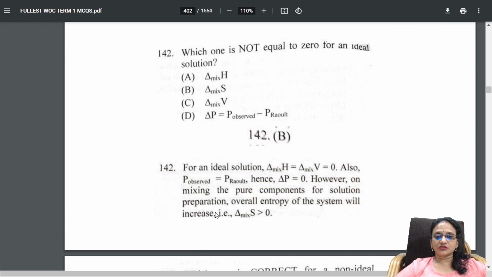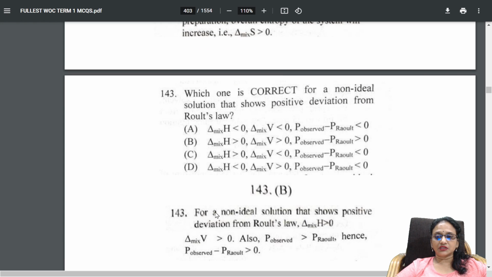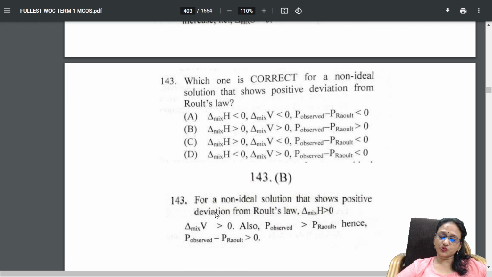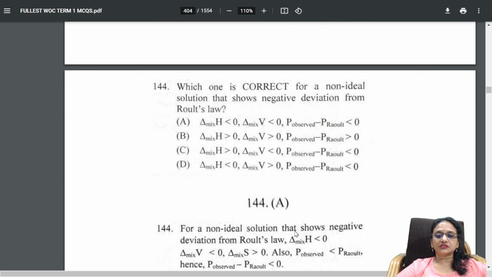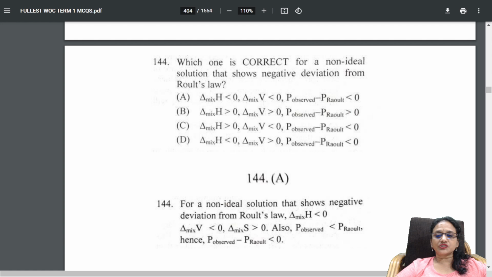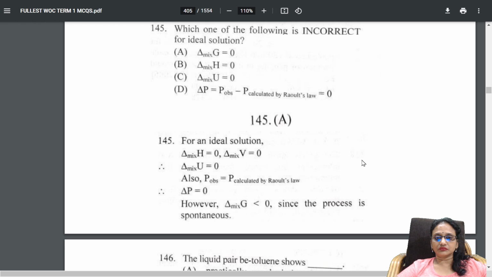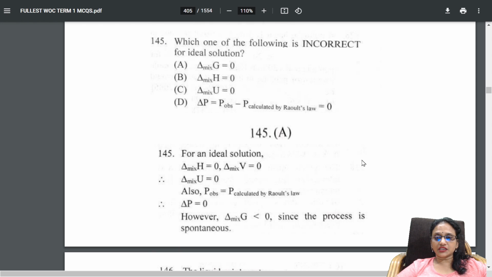Okay. So ideal solutions questions are here. Non-ideal solutions, which show positive deviation and negative deviation, questions are here. Non-ideal solutions, which show negative deviation. What are the factors deviated from the ideal solutions? Incorrect statement for ideal solution.